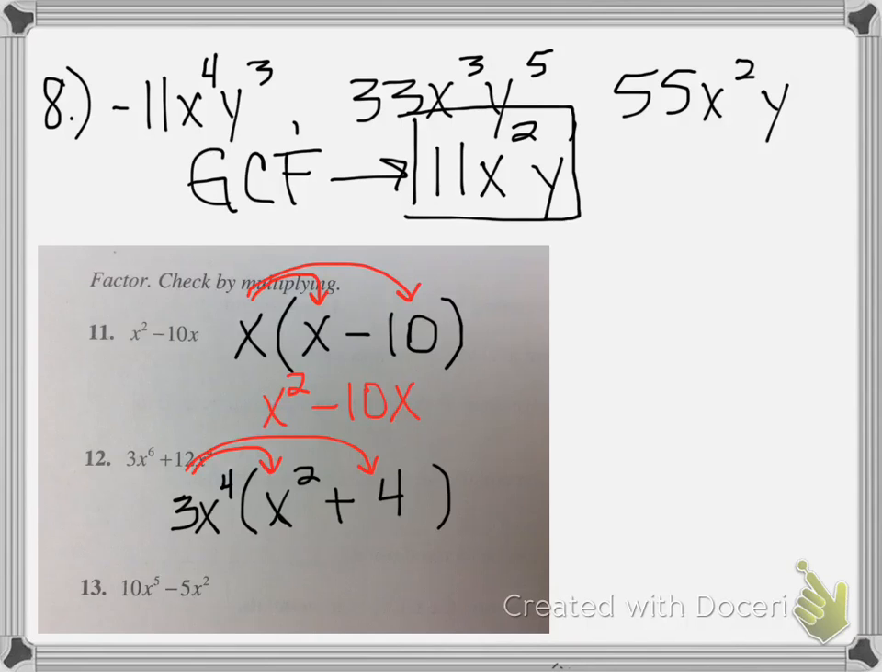Let's do one more example. 10x to the 5th minus 5x squared. 10 and 5 both have the 5 in common. X to the 5th, x to the 2nd, they've got x to the 2nd in common. Let's factor that out now and see what goes in our parentheses. So if we factor 5x squared out of our first term, we're going to be left with 2x cubed.